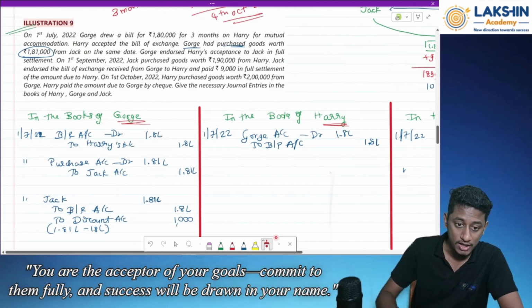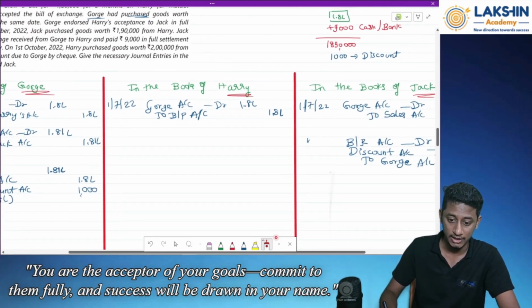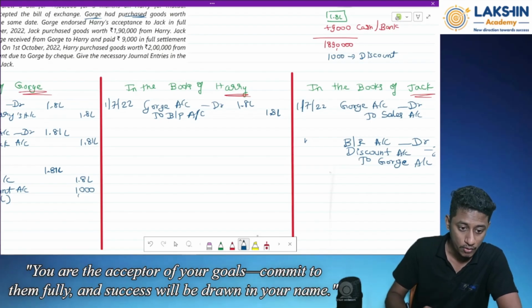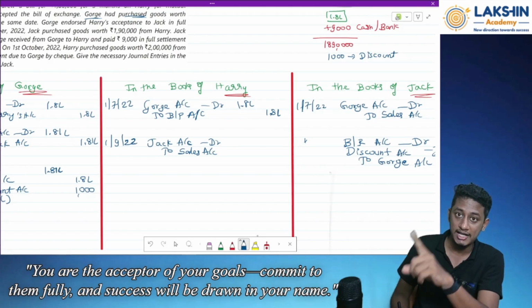So now, what is done? Who has sold to whom? Jack has purchased goods, so that means Harry has sold the goods. Right? On 1st of September 22, Harry has sold the goods to Jack. So Jack account debited to sales account. As soon as I pass the entry, keep looking at the diagram, whatever you have drawn.